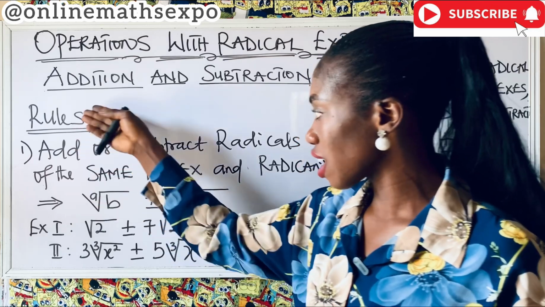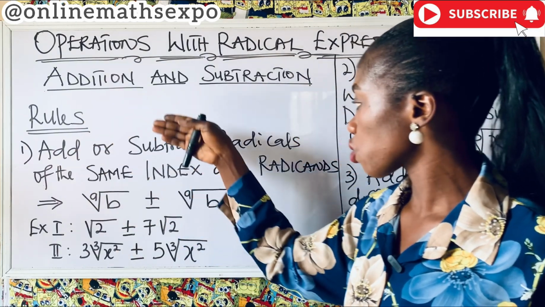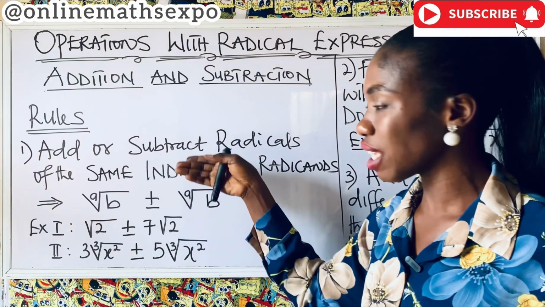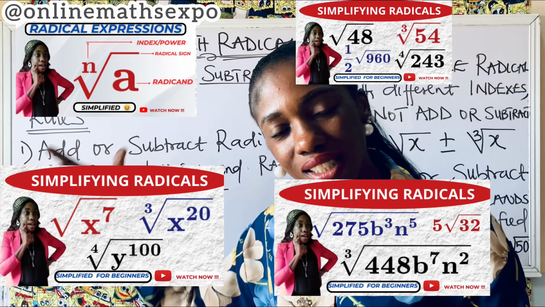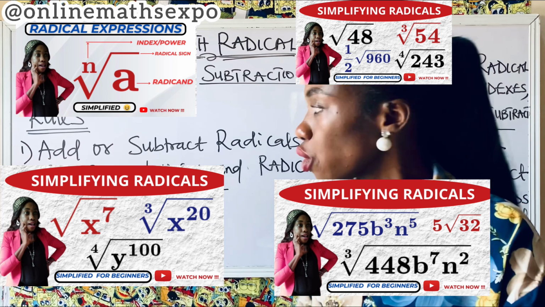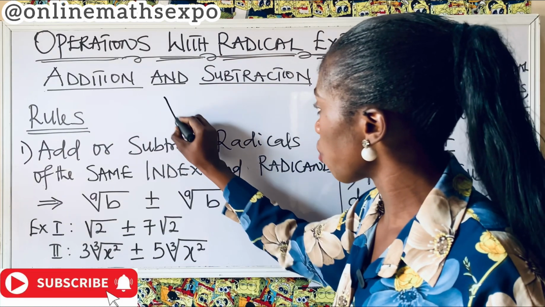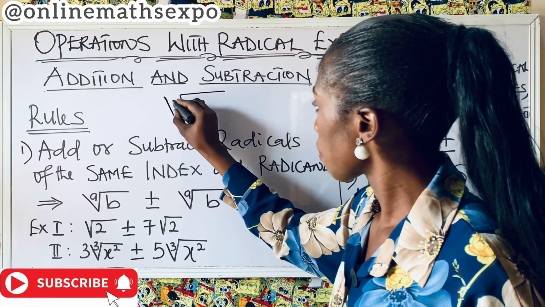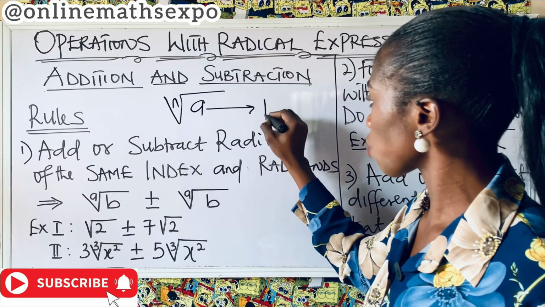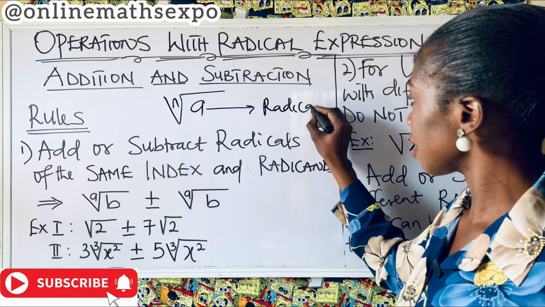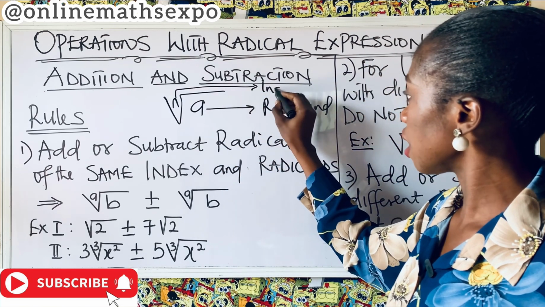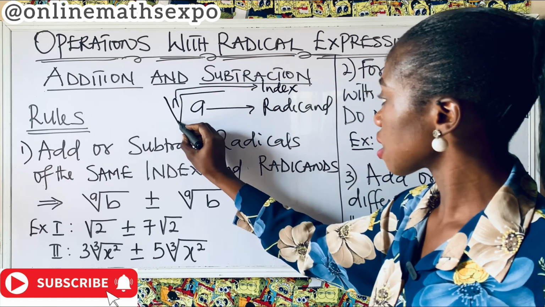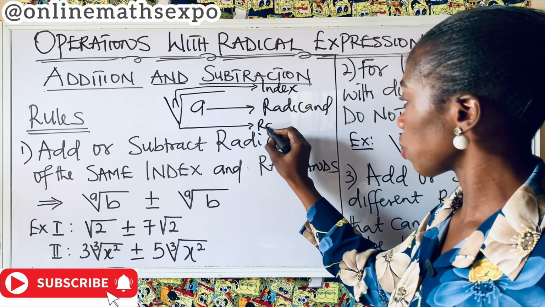One of the rules says you can add or subtract radicals of the same index. Remember in our previous tutorial where we started discussing radicals, we made mention of when you have this, that this inside is what we call the radicand, okay? Then this is what we call the index, and this symbol is the radical symbol.